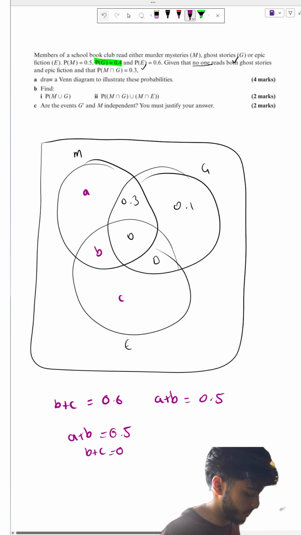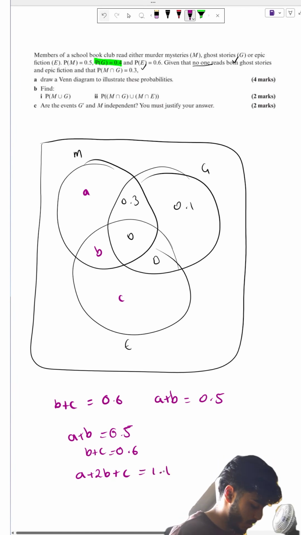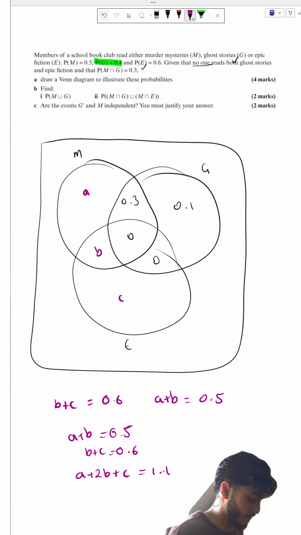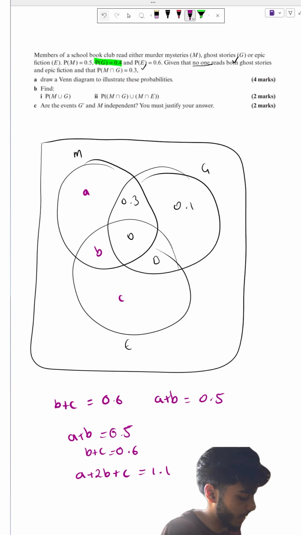B plus C is equal to 0.6. Okay, A plus 2B plus C is equal to 1.1. Is this the right way of doing it? I feel like it's not. I'm not very happy with this at the moment.